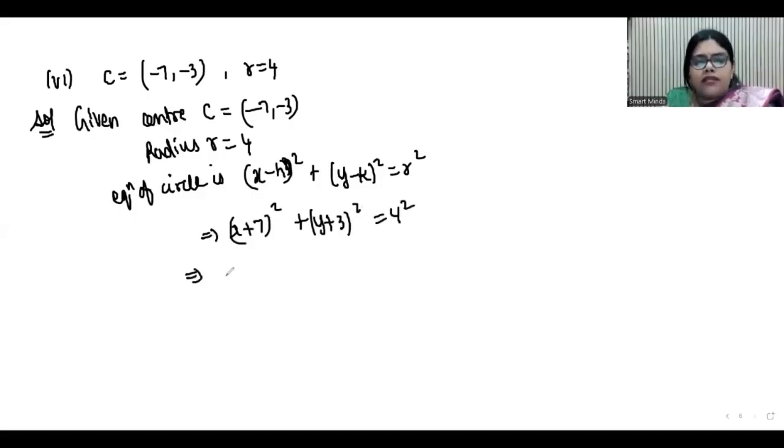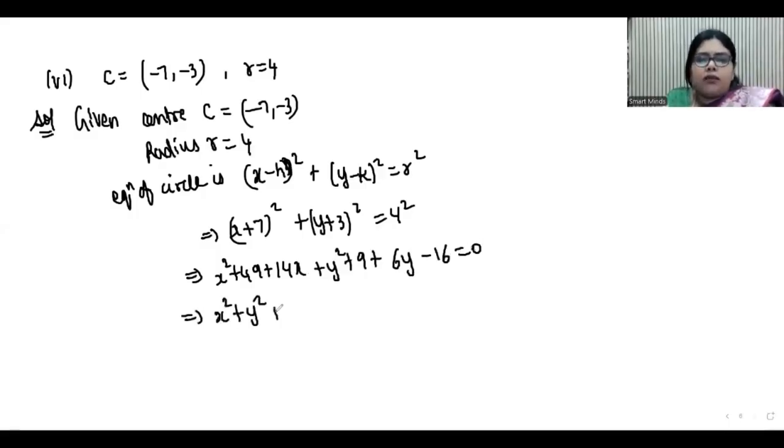Now expand this. x square plus 49 plus 14x plus y square plus 9 plus 6y minus 16 is equal to 0. Now x square plus y square plus 14x plus 6y. 49 plus 9 is 58. 58 minus 16 is 42. Plus 42 equals 0.